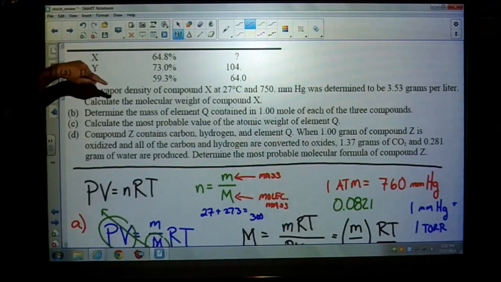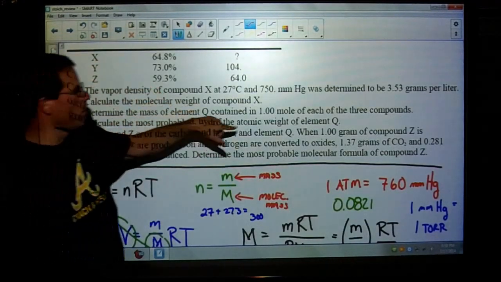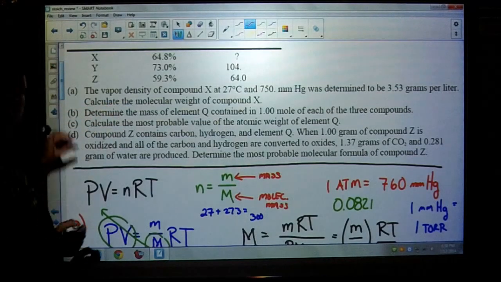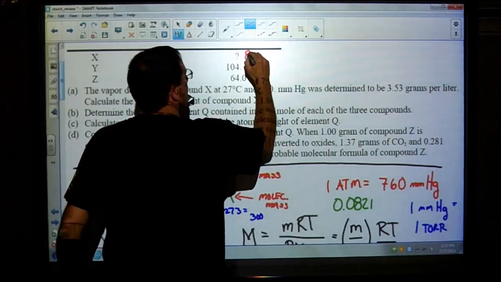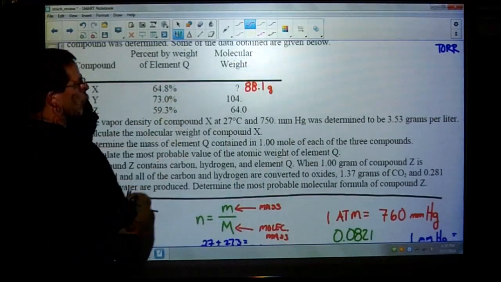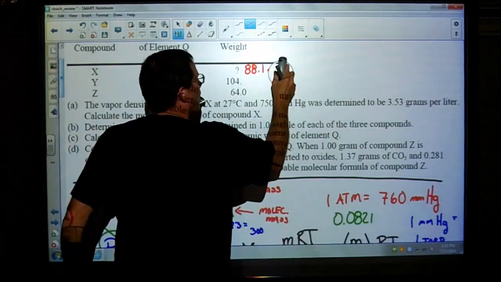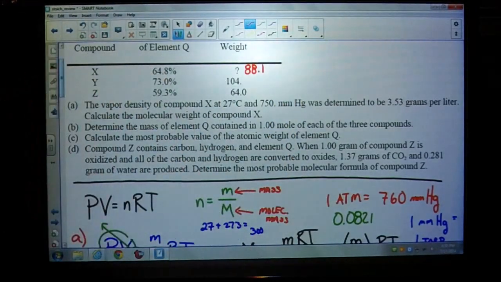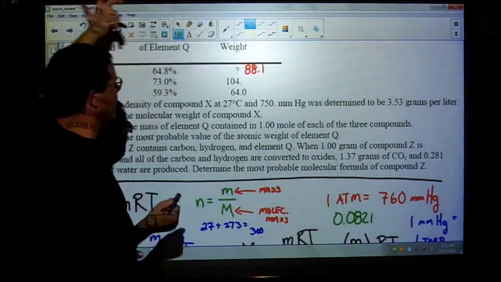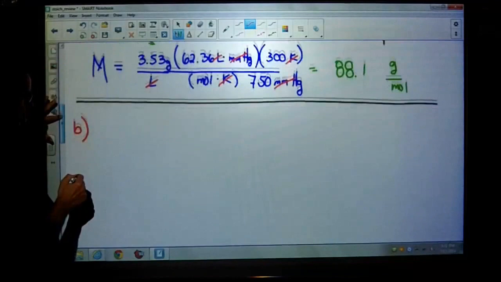It says determine the mass of element Q contained in 1 mole of each of the 3 compounds. Okay, so we found up here the molar mass, which is 88.1. Well, the units are up there. It's molar weight, grams per mole. So we have that value now. All right. So element Q, let's determine the mass of element Q in each of these 3 compounds. So we're going to change that to a fraction or a decimal and multiply it by that. So let's do that. This is rather easy.